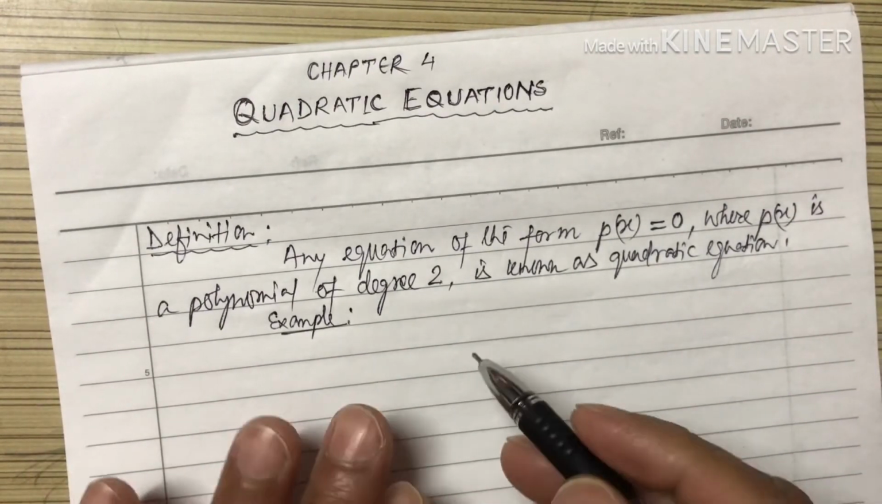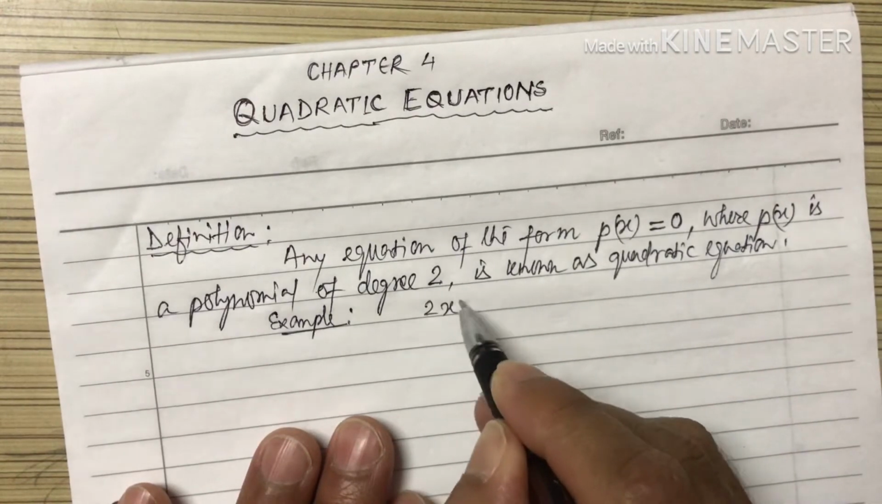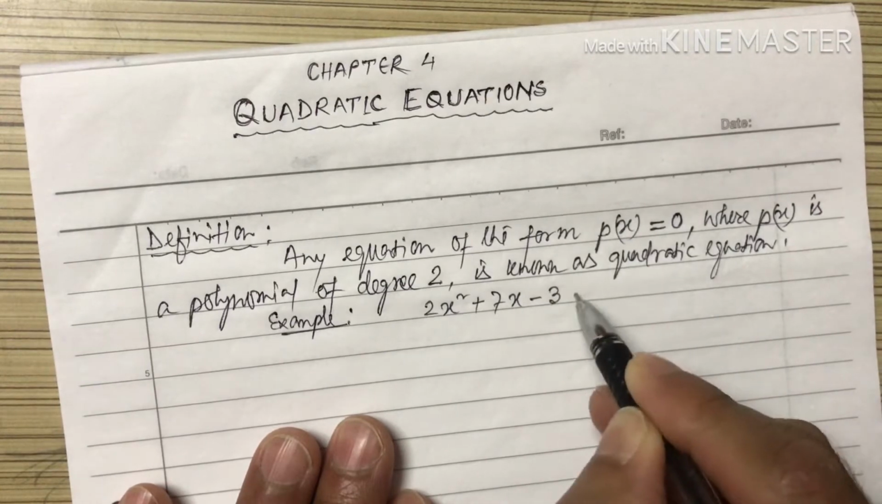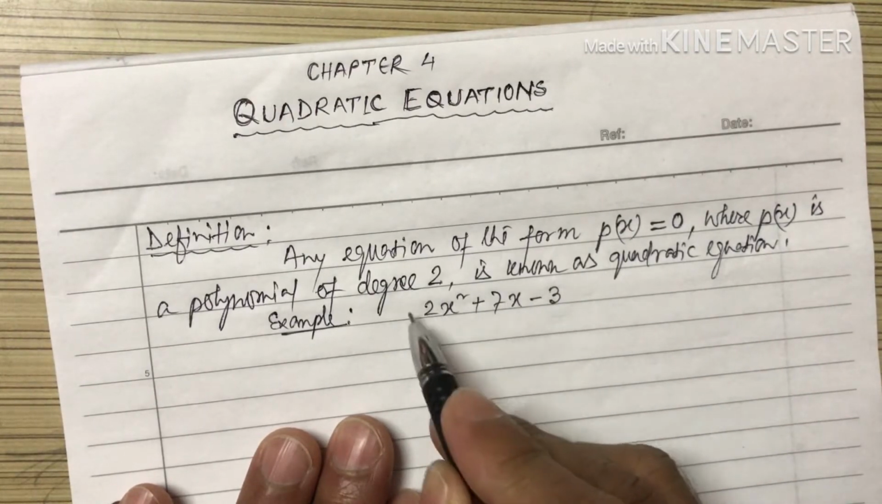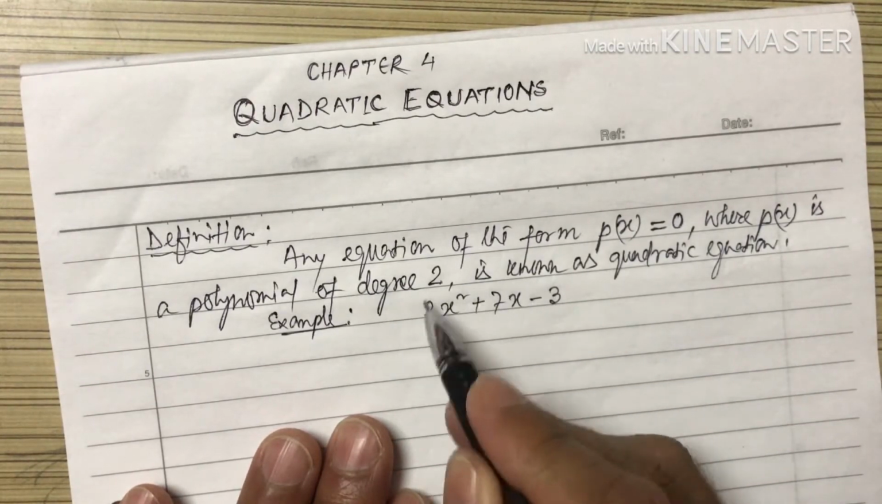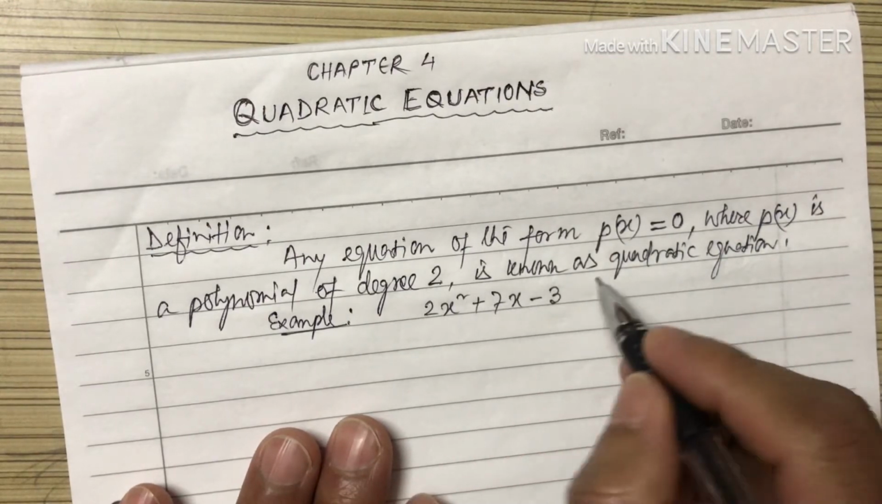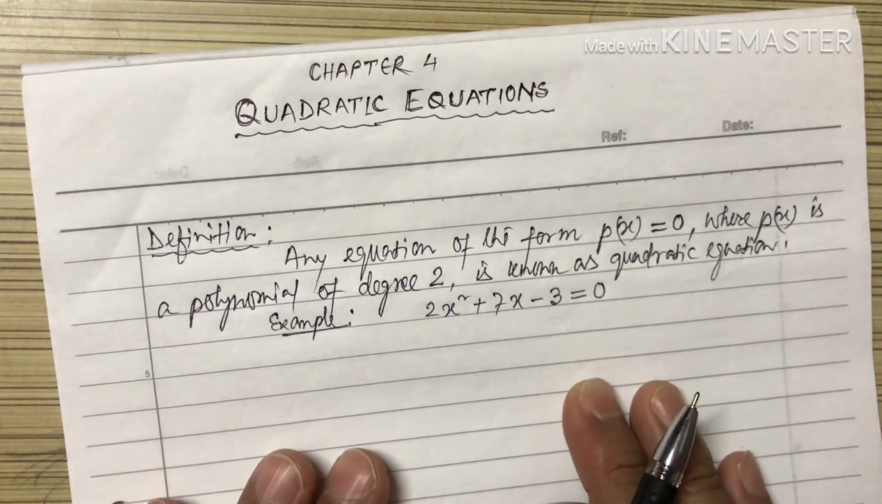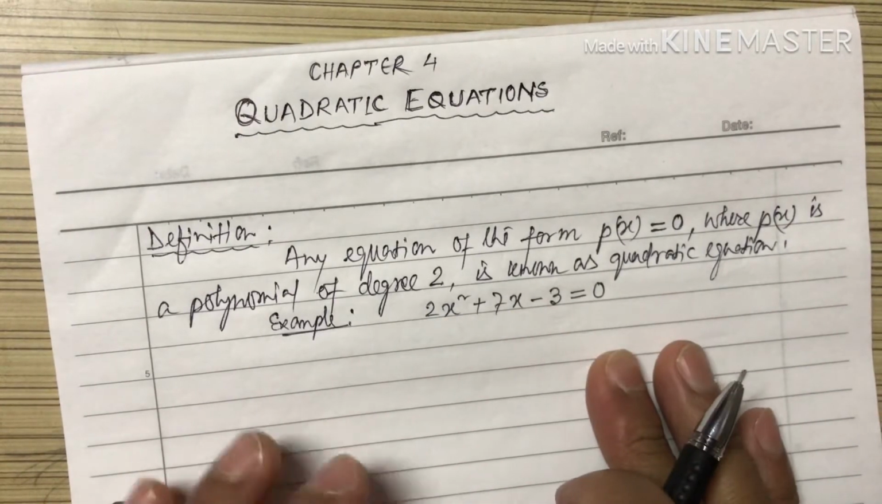If we want to see an example, we have so many examples. Like we can write 2x² + 7x − 3. This is a well-known polynomial of degree 2, meaning it's a quadratic polynomial. Now when we equate this with 0 we get a quadratic equation.